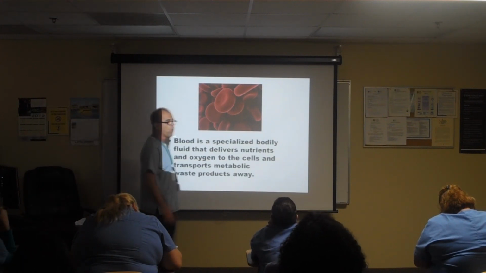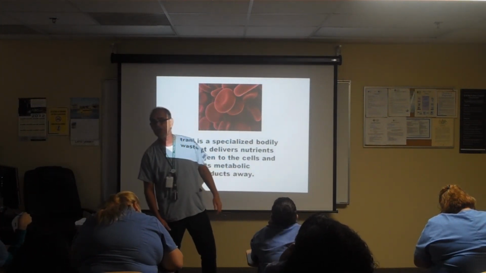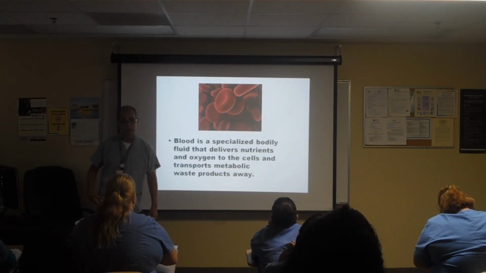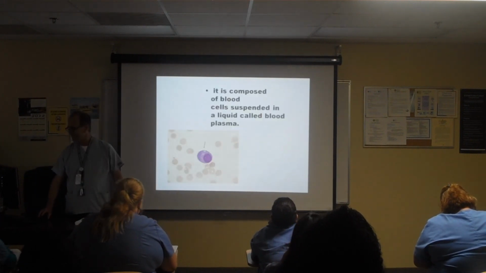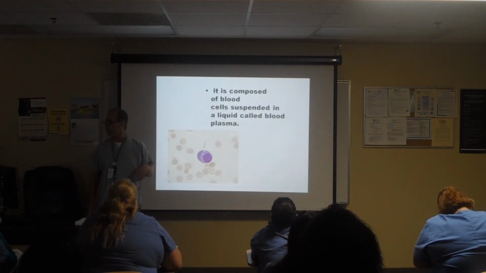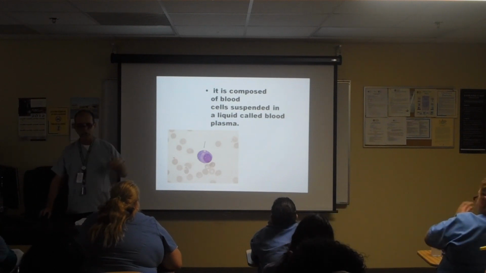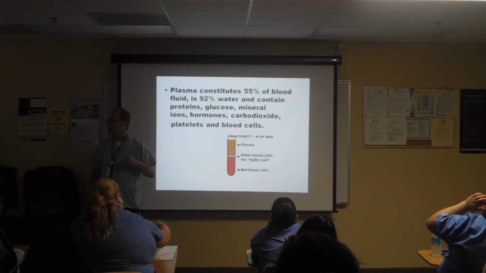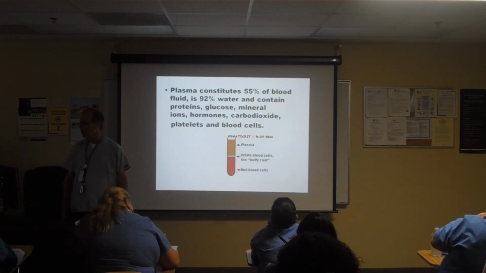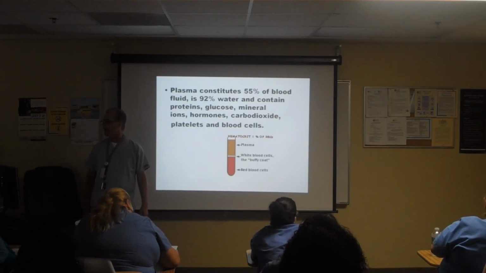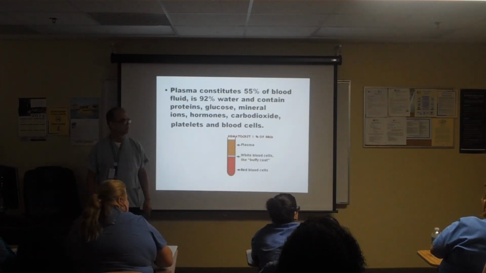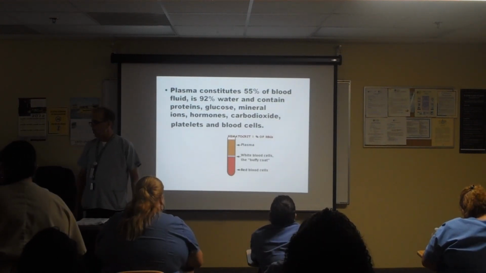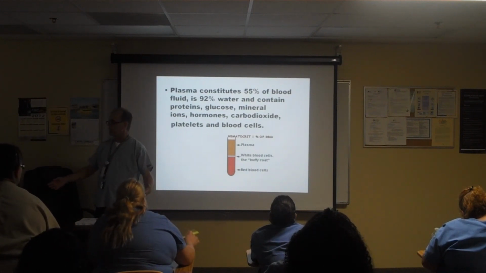You know that the blood also is called a tissue. Yes? Even if it is a fluid, they call the blood a tissue. Connective tissue. Yes, connective tissue. Exactly. It's composed of blood cells suspended in a liquid called blood plasma. Plasma constitutes 55% of blood fluid. It's 92% water and contains proteins, glucose, minerals, iron, hormones, carbon dioxide, platelets, and blood cells.